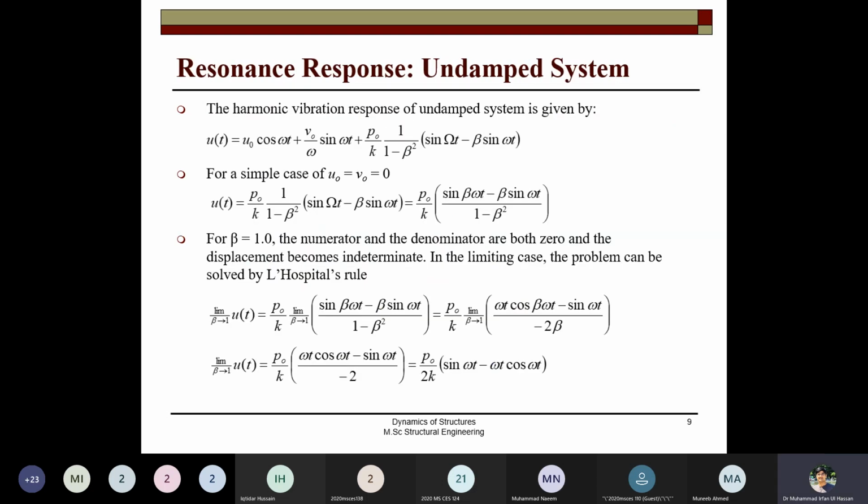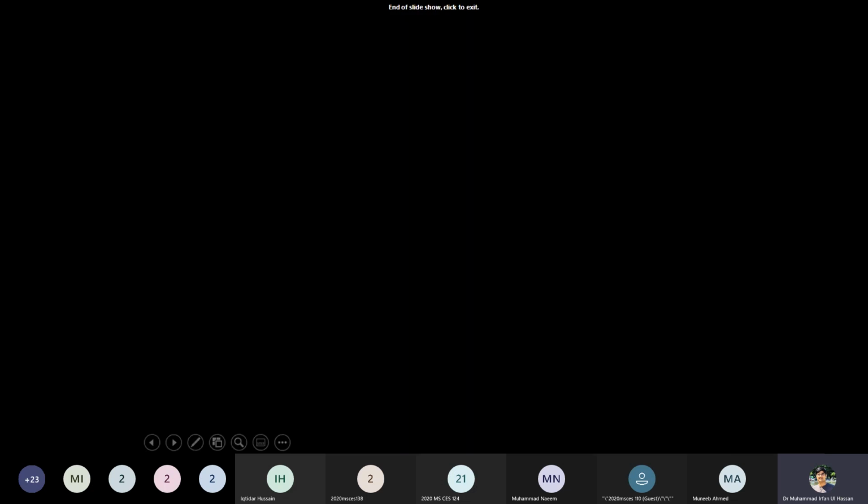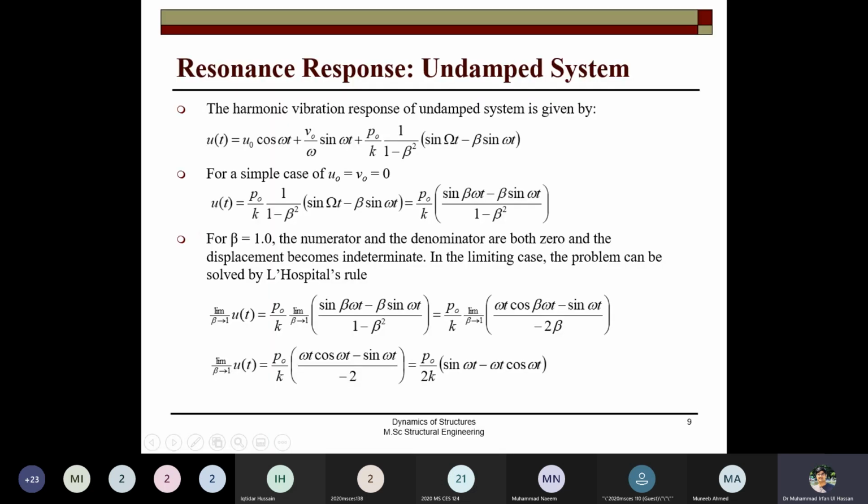Now the numerical or symbolic representation of the response at resonance, that is, how you can find the response at resonance.